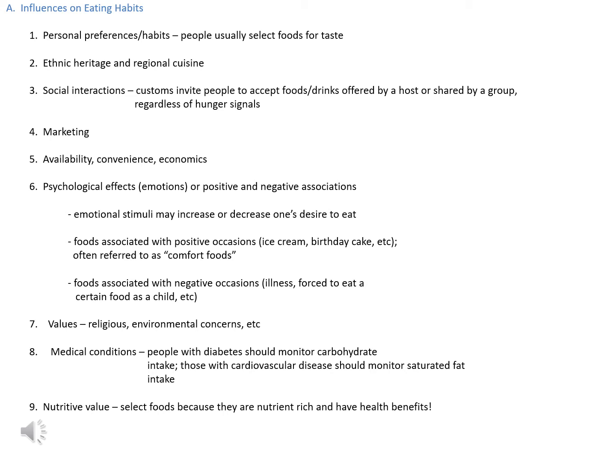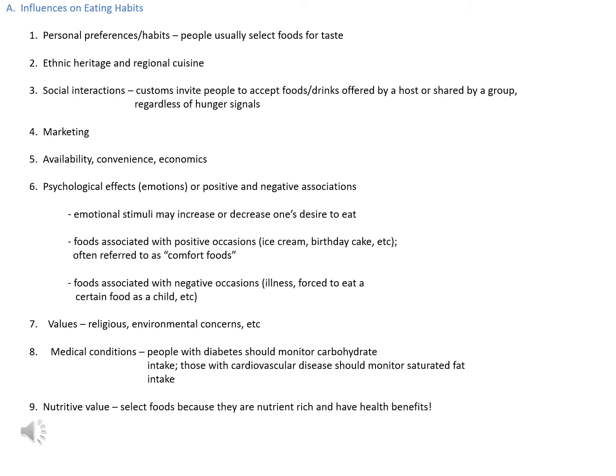Medical conditions can also have an effect. People who are diagnosed with, say, diabetes certainly need to monitor their carbohydrate intake. Those who are diagnosed with cardiovascular disease should be monitoring not only their saturated fat intake but also their sodium. So those are all going to affect the foods that are being selected.